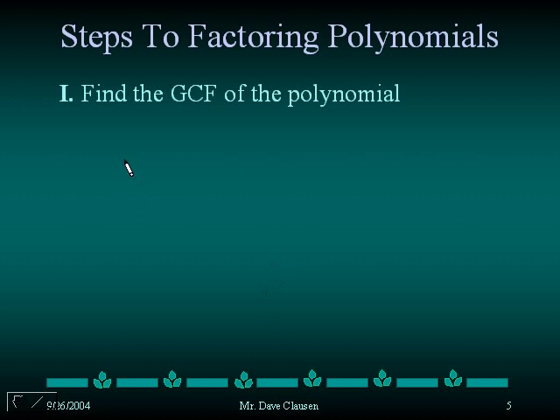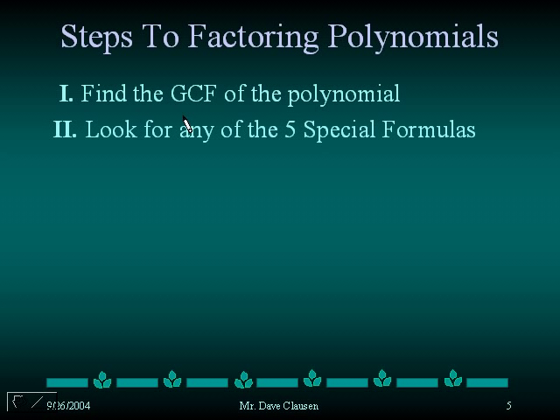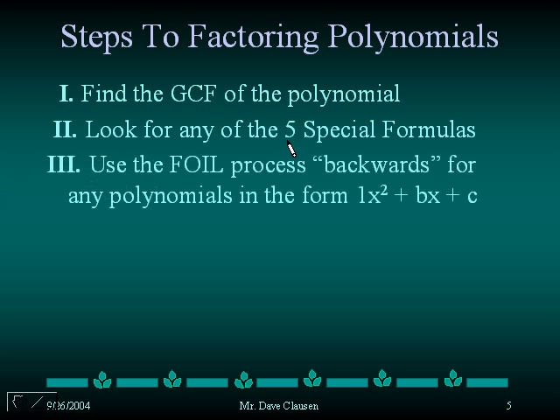So here are our steps. First thing is to find the greatest common factor of our polynomial. Second thing is we're going to look for any of the 5 special formulas we're going to present in this lecture. Third, we use something called the FOIL method backwards. Now this is unique to me, it's not in textbooks, but it's for when you have a trinomial with an x squared coefficient of 1.